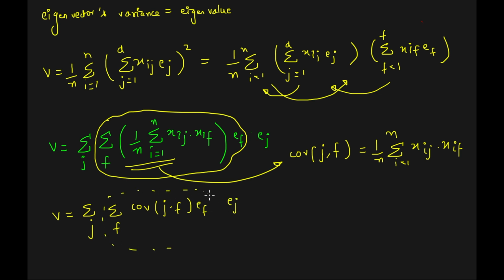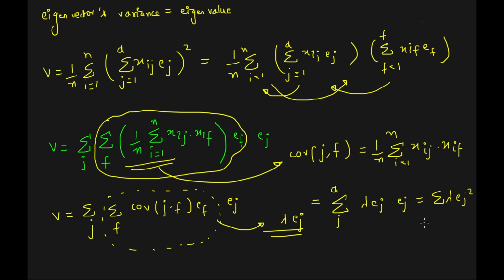This term right over here is equal to lambda e_j from the previous proof. So this becomes lambda e_j into e_j, giving a summation with index j from 1 to d. So this summation becomes lambda e_j squared. Lambda being constant, we move lambda out, leaving summation e_j squared, and considering our equation that the norm of e equals 1, we get lambda. So we prove that the variance of our eigenvector is lambda, its eigenvalue.